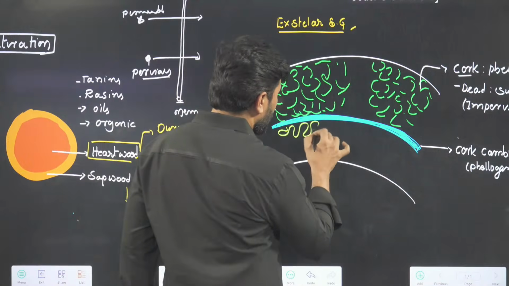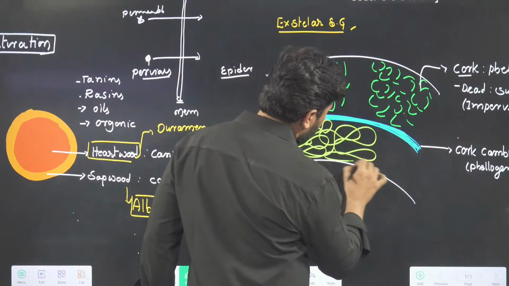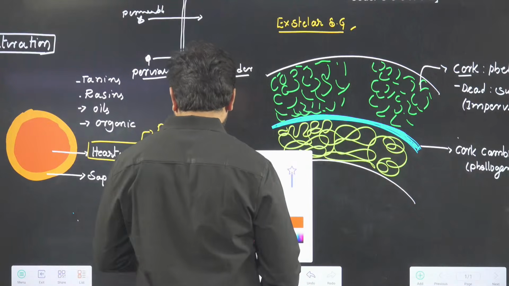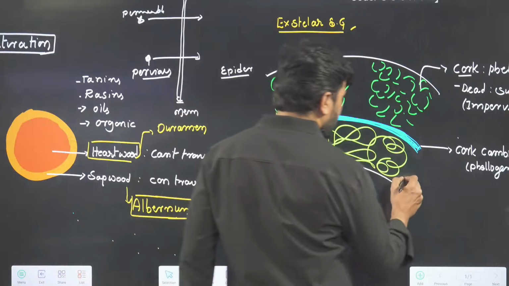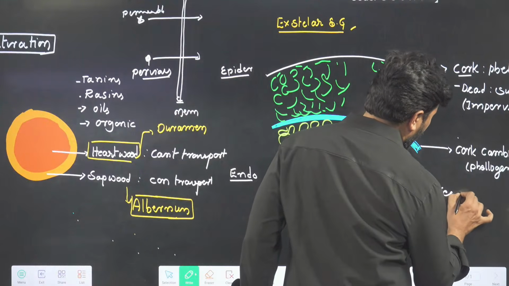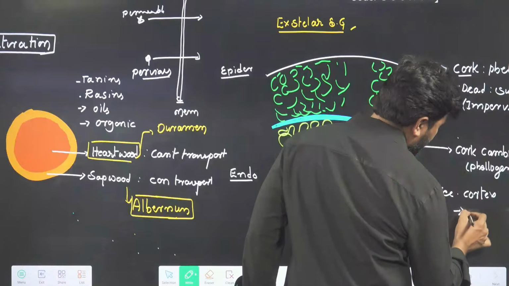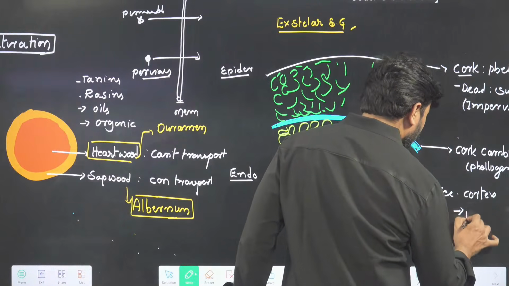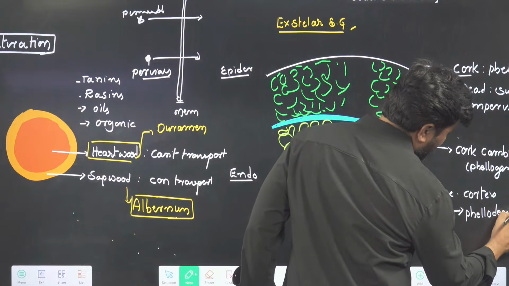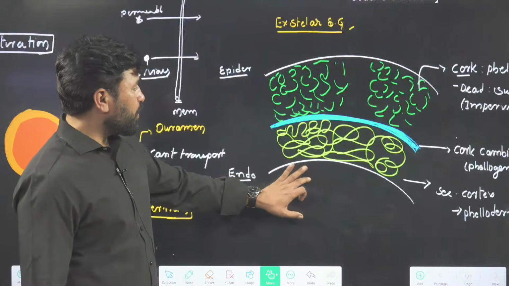towards the inner side, there will be a development of another kind of parenchymatous layer. This parenchymatous layer is known as secondary cortex. This secondary cortex also has another name called phelloderm. Phelloderm. Secondary cortex is also known as phelloderm.